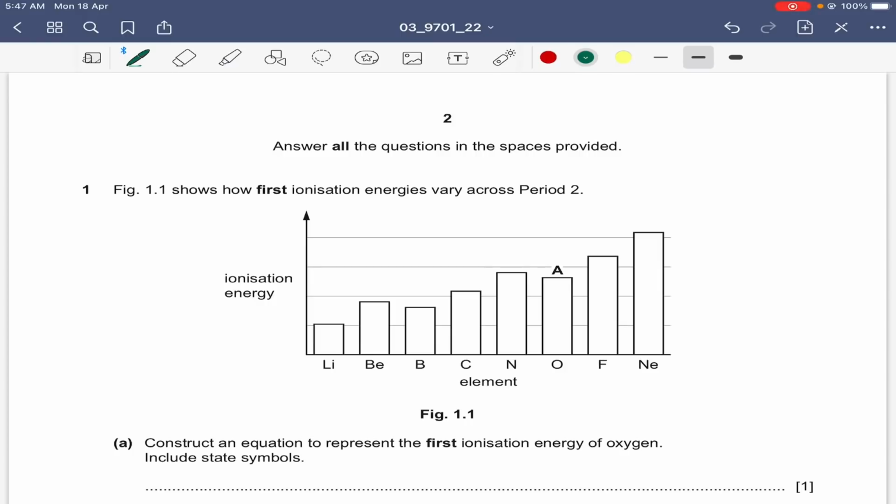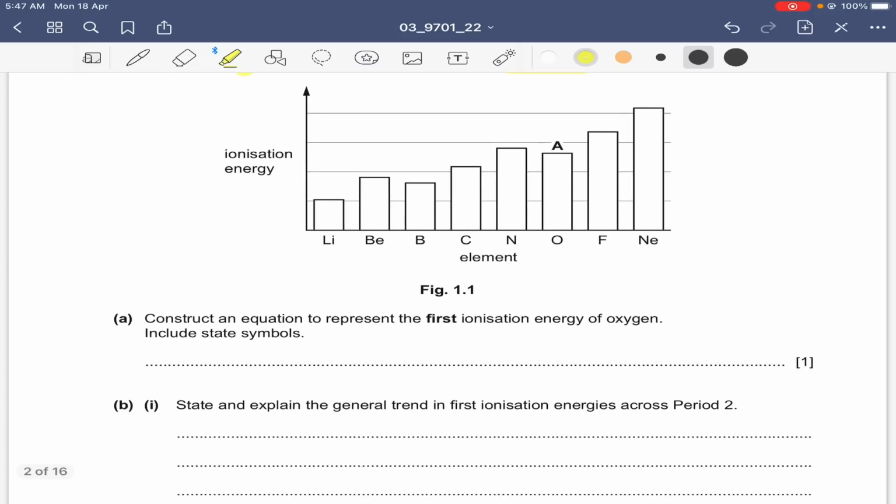Now, the first question is related to periodicity, period 2. Figure 1.1 shows how first ionization energy varies across period 2. So they've given us a trend of ionization energies across period 2. Construct an equation to represent the first ionization energy of oxygen, include state symbols as well.